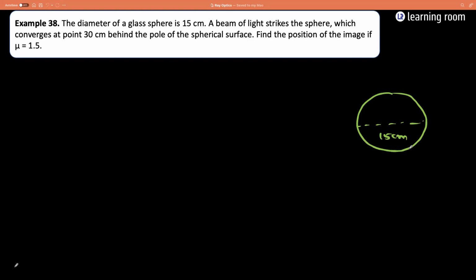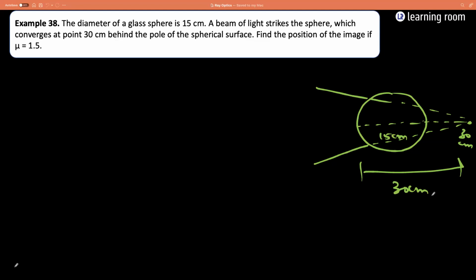So glass sphere of diameter is 15 centimeter. A beam of light strikes a sphere which converges at a point. So observe, there is a beam of light which is striking the sphere, which is getting converged, right? And an image is formed at which point? At 30 centimeter. From where? From here. This distance is going to be 30 centimeter. And the refractive index of this glass is found to be 1.5. Right. Now, we need to find the position of the image if mu is equal to 1.5.